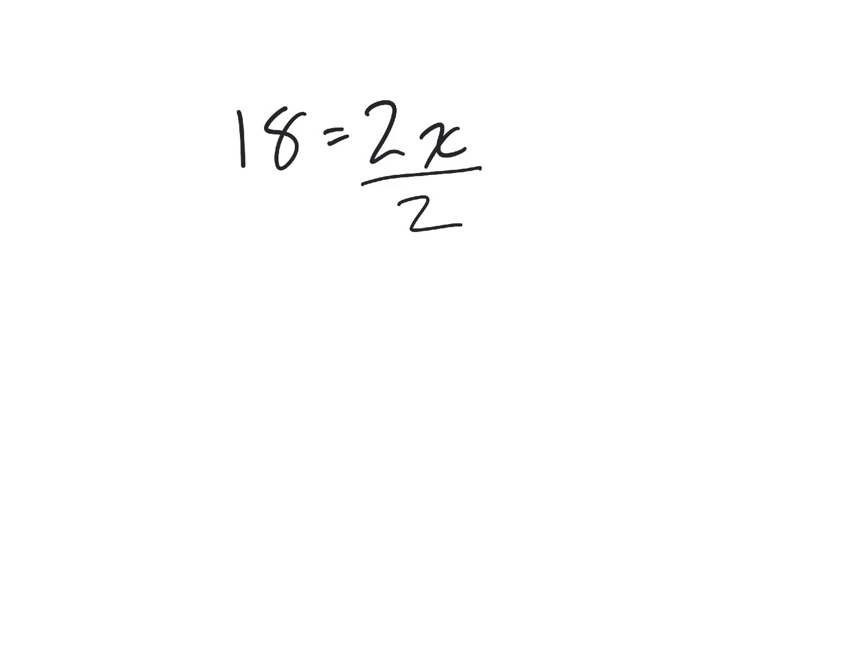Whatever I do to one side, I also need to do to the other. So I also need to divide 18 by 2. Looking at the right side again, I see a 2 on the top and a 2 on the bottom. Those 2's will cancel out, and all I'm left with is x on the right. And on the left, we have 18 divided by 2. 18 divided by 2 is 9. So x is equal to 9.